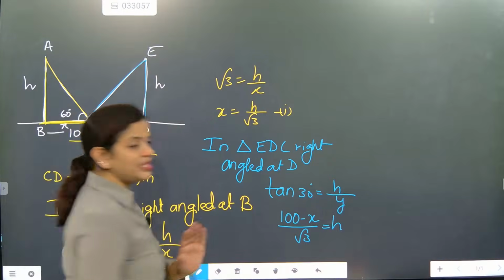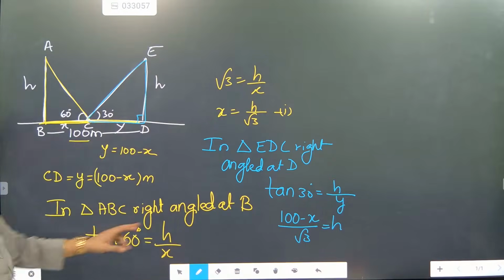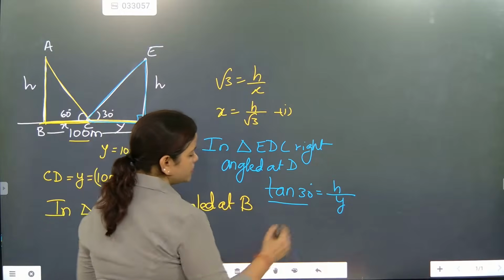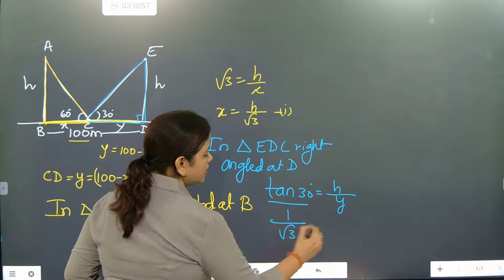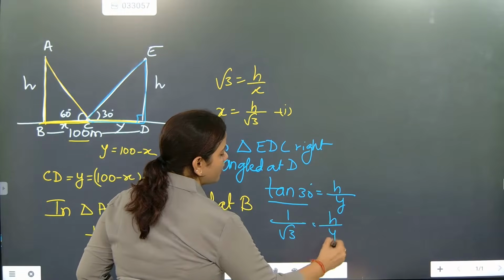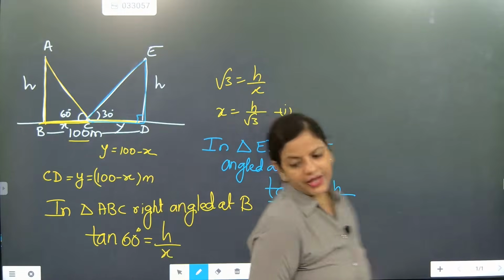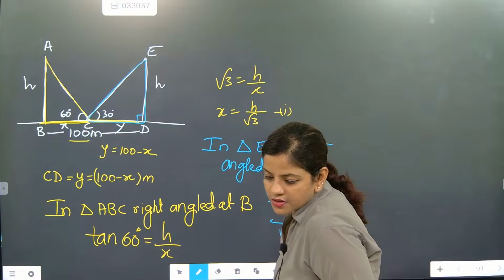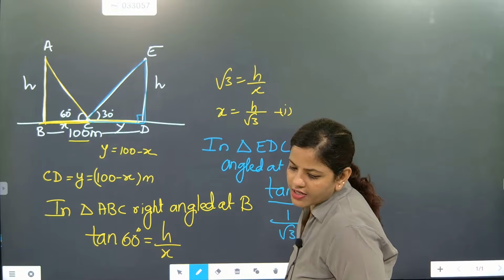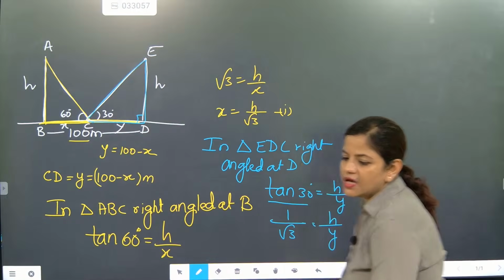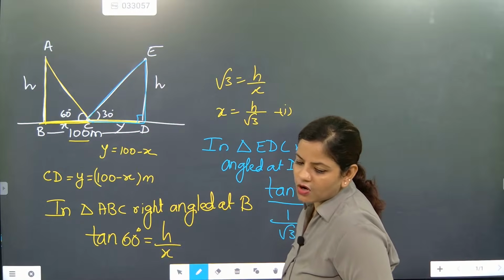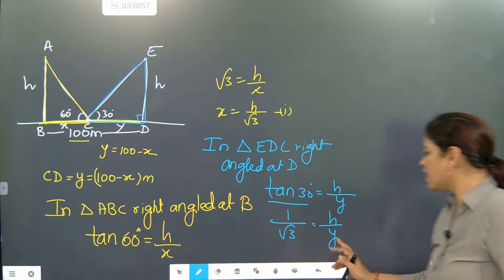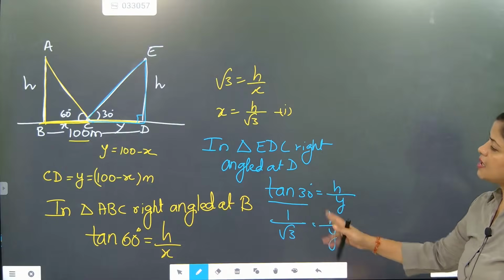Now please pay attention here. See, tan 30 value is what? 1 by root 3, because I have jumped. So 1 by root 3 is equal to h by y. Got it? Beta, also you can take the complementary angle 90 minus theta. Yes, tan 90 minus theta is coming as cot theta. Absolutely correct.